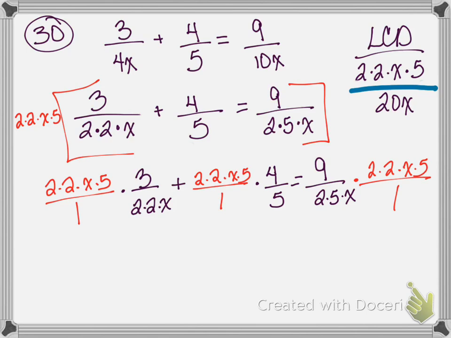Now, here I've got 2 that can cancel, another 2 that can cancel, and another x that can cancel. So I'm left with 5 times 3. What's 5 times 3? Good. Here, the only thing that I can cancel is the 5. So I'm left with 2 times x times 4. 2 times 2 is 4. 4 times 4 is 16, and then I have an x.